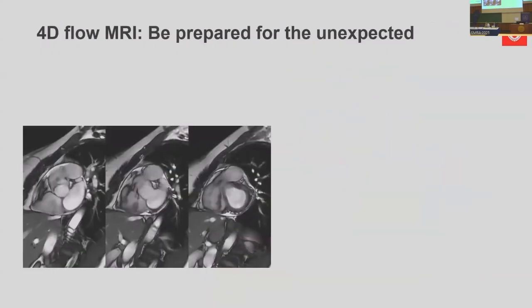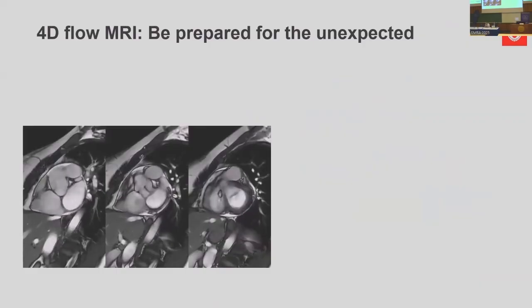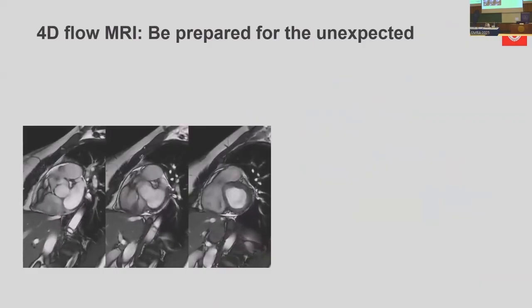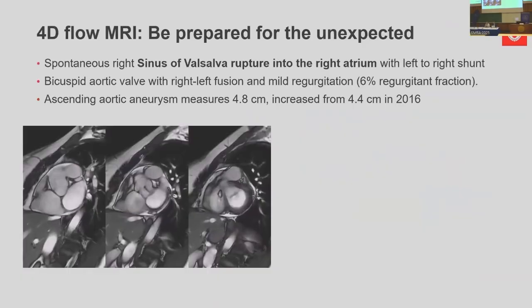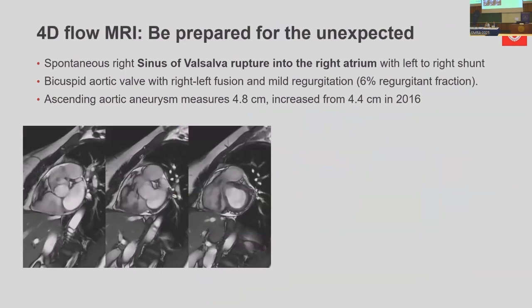Let's have a closer look at the scene images again. There's a weird linear artifact from the right coronary sinus to the right atrium or ventricle. And this indeed is our shunt. This patient had a spontaneous right sinus of Valsalva rupture into the right atrium.